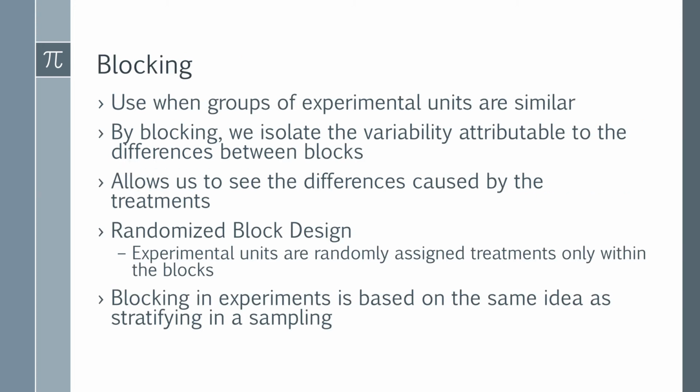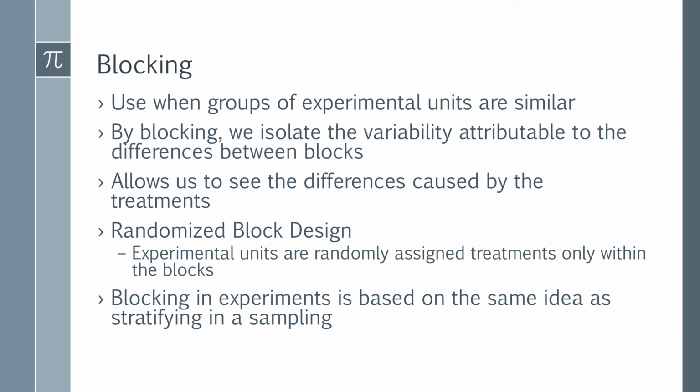We use blocking when groups of experimental units are similar. By blocking, we isolate the variability attributable to the differences between blocks. It allows us to see the differences caused by the treatments. In a randomized block design, experimental units are randomly assigned treatments only within the blocks. Blocking in experiments is based on the same idea as stratifying in sampling. So remember, in stratifying, we had homogeneous groups in each strata.